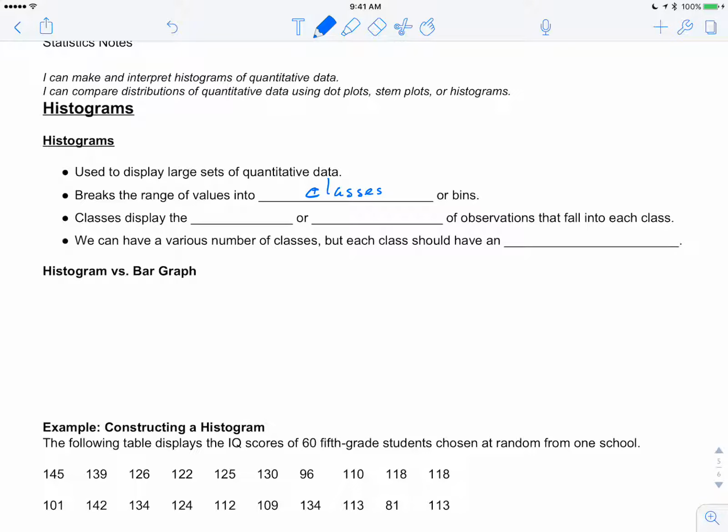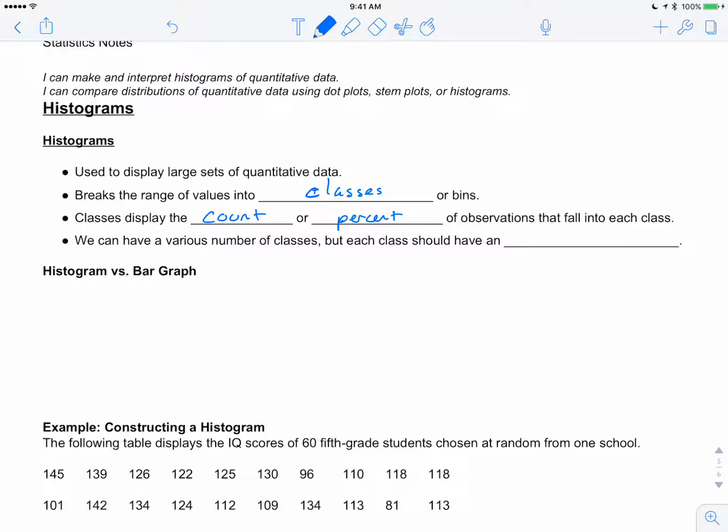That way you're not making a bunch of different bars. You can kind of group things into a class. Classes display the count or the percent. So when we're talking about count, that would be just frequency. Percent, remember, is relative frequency of observations that fall into each class.